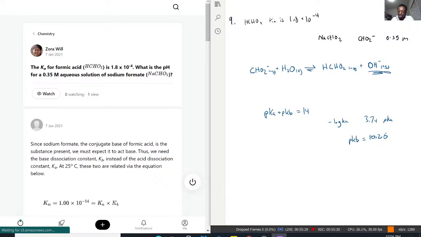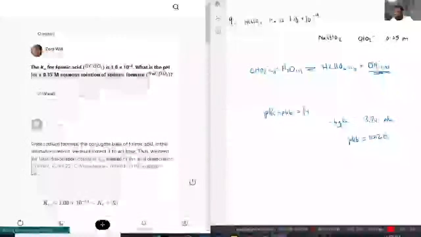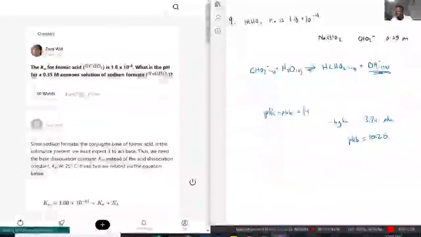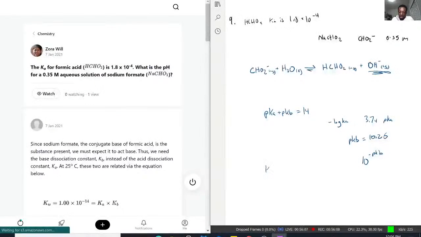So here we'd actually use a formula. As it loads, I'm just going to be writing down these equations. To get from pKb back to Kb, it would be 10 to the power of negative pKb. So negative that answer, and we get the Kb.